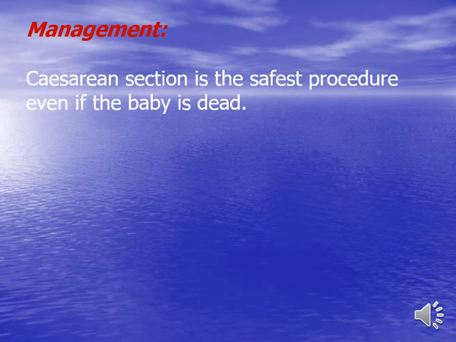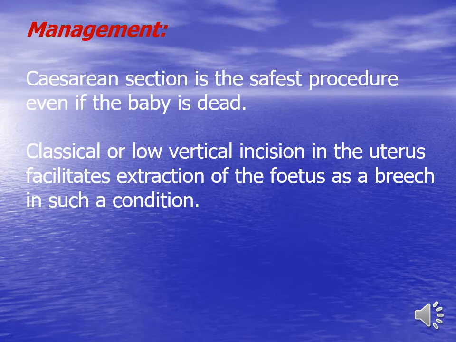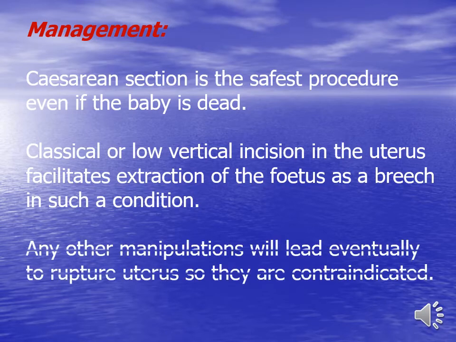Management. Caesarean section is the safest procedure even if the baby is dead. Classical or low vertical incision of the uterus facilitates extraction of the fetus as a breech in such a condition. So this is one indication of the classical or low vertical incision for caesarean section. Any other manipulation will eventually lead to rupture of the uterus and is contraindicated.